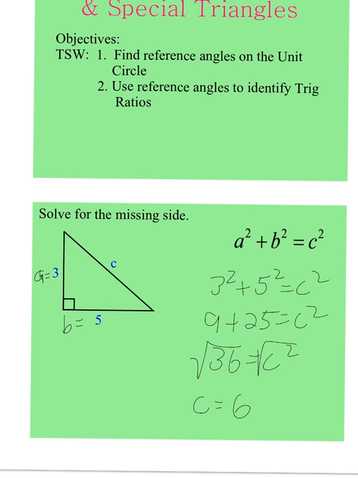Technically, we should get C is equal to plus or minus 6, but when we're thinking about a length or unit of measurement, we're not going to have negative values. So C is equal to 6. That is our hypotenuse for this right triangle.